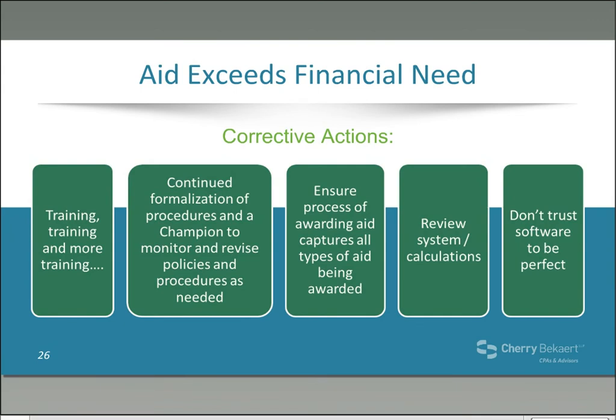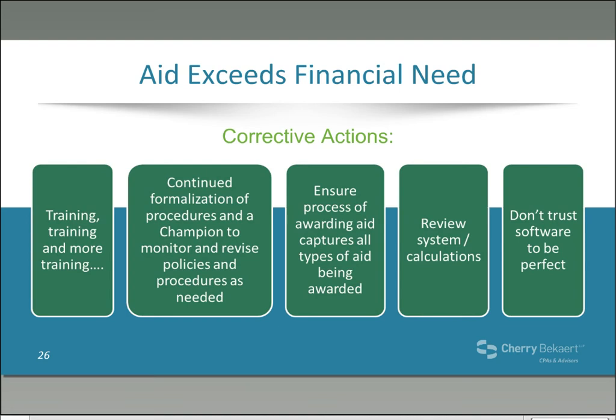All right, so what can entities do to ensure that they don't get this finding? Absolutely. Of course, training is important, along with continued formalization of your procedures around this, and having champions to help train the rest of the department. Ensure that your process of awarding aid captures all types of aid being awarded. It's not uncommon these days for a single student, depending on financial need, to be getting awards from 7, 8, 9 different sources just to get their financial aid package to a level that they need in order to enroll in the institution.